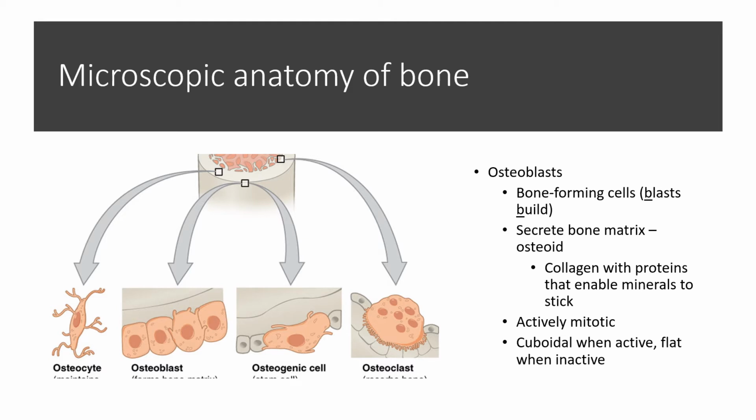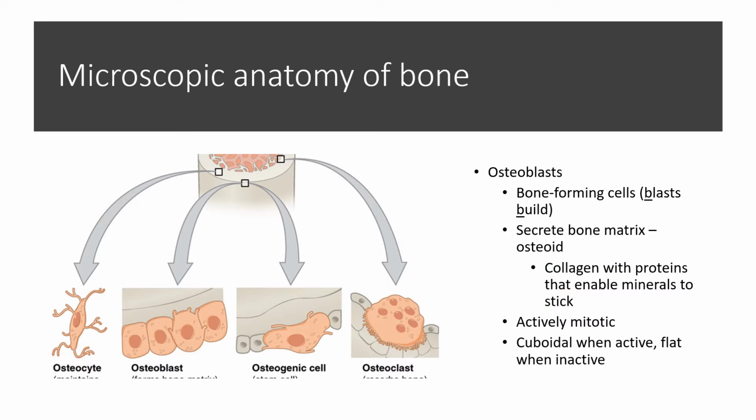Osteoblasts are bone-forming cells. Blasts build bone. And what they do is they secrete something called osteoid, which is the bone matrix. Osteoid is collagen that has extra proteins that help minerals stick to it. So osteoblasts lay down collagen, extra sticky collagen. And this is the basic initial framework of your bone that's going to get filled in with all that mineral component that makes it rigid, that's your calcium storage.